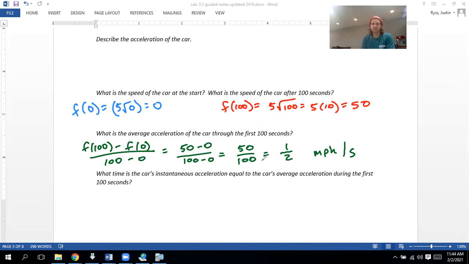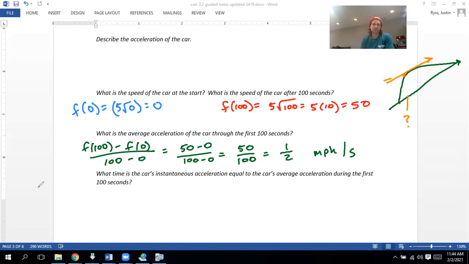Now that's not at all what the graph did, right? The graph went up quickly and then leveled off. It was not a straight y equals 1/2 x line. We had a quick acceleration and then we slowed. So we want to know, at what time was the car's instantaneous acceleration equal to the car's average? Where on this graph would we have that value where its instantaneous acceleration was equal to the average? Because everything before that was quicker, everything after that was slower.